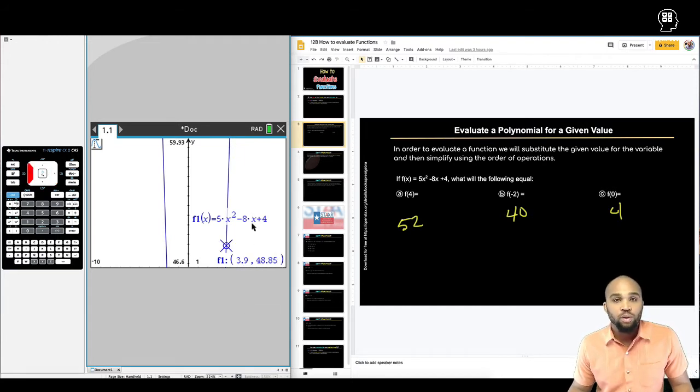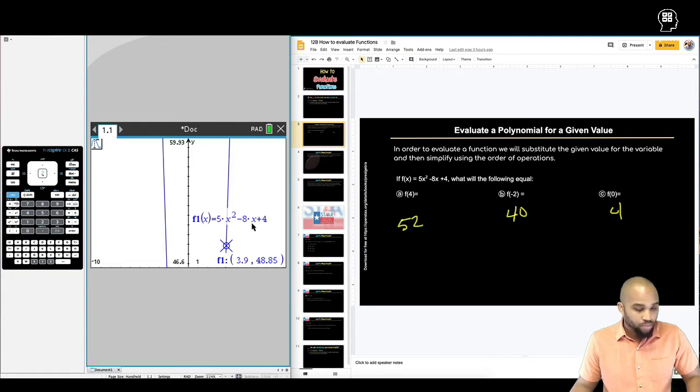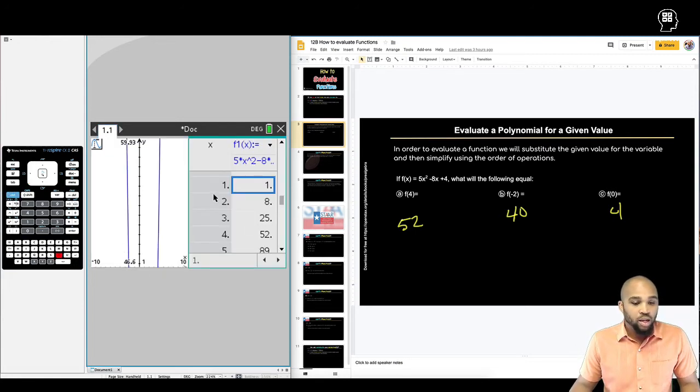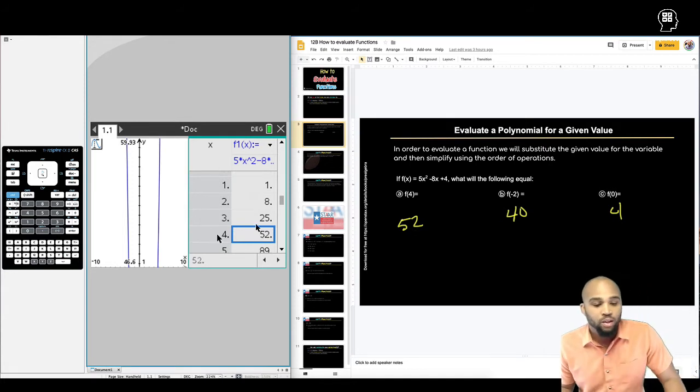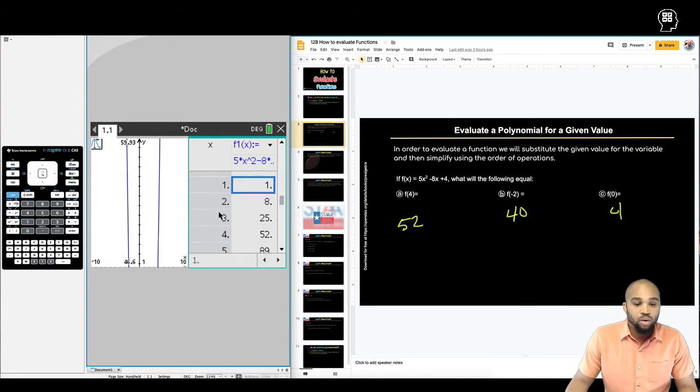So what's another way we could do it? We could pull up a table if we wanted to. I could push Control T and just look down at 4 and see that it's 52. Yay, we did that correctly. And I could scroll up to see -2 was 40 and 0 is 4. All my answers are right there in front of me.